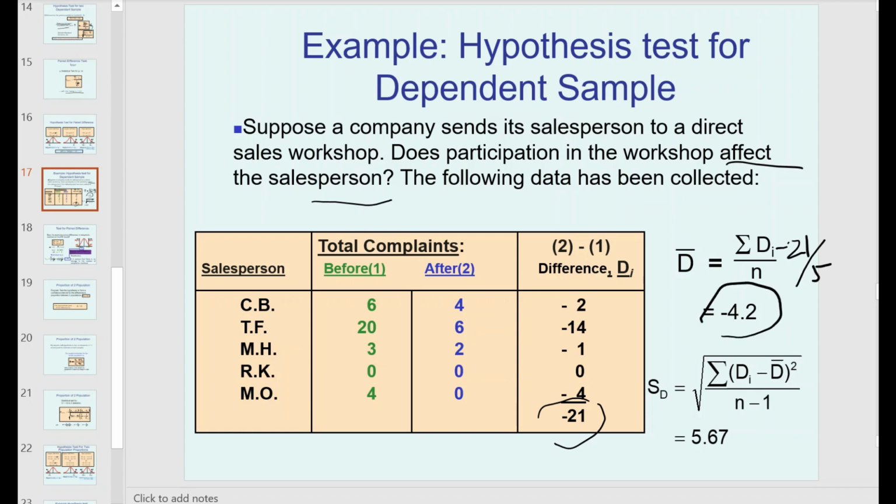For the standard deviation, for each Di, which is negative 2, we subtract D bar, which is minus negative 4.2, and then you square your answer, which is negative 2 plus 4.2. You repeat this for all the salespeople, and the total is divided by n minus 1, which is 4. So you should get 5.67 here.